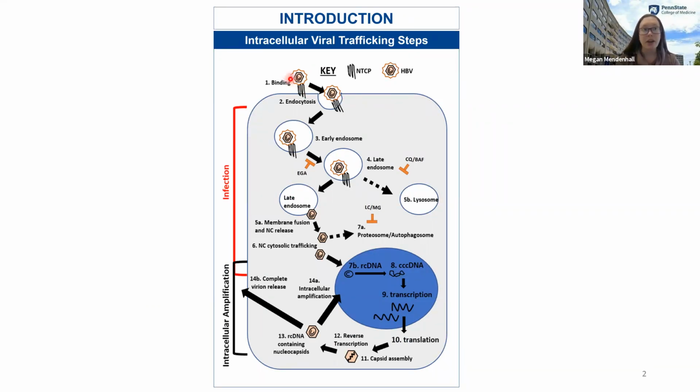To start off, HBV binds to its cell surface receptor NTCP. It's then endocytosed. HBV traffics to the early endosome and the late endosome, and then it's believed that for productive infection, HBV must escape the late endosome and be released into the cytosol. Then the capsid must traffic to the nucleus to deliver the rcDNA, where the rcDNA is converted to cccDNA.